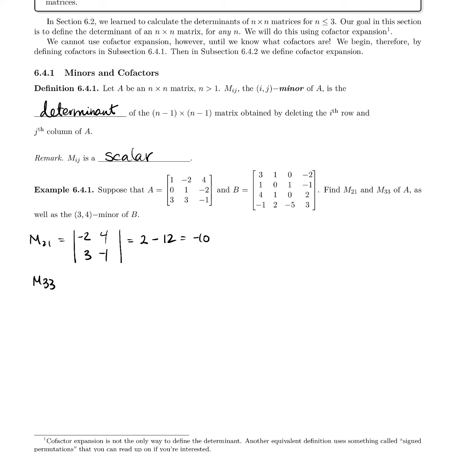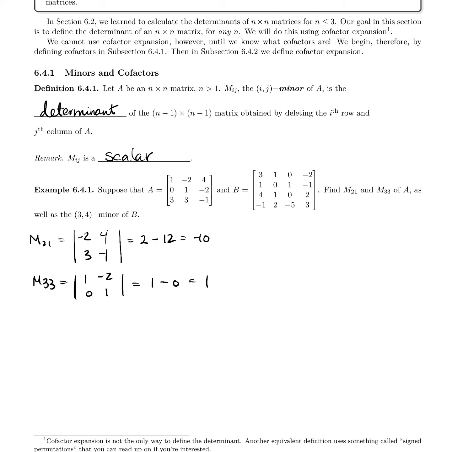M33 of A, so again, it's a determinant. We're going to delete this time the third row and the third column. If we delete the third row and the third column, we're left with this little matrix here, and so that is going to be the 2 by 2 that we take as our minor, 1 minus 2, 0, 1. And that is a super easy determinant to calculate. We have 1 minus 0, or just 1. So M33, the 3,3 minor of A, is 1.